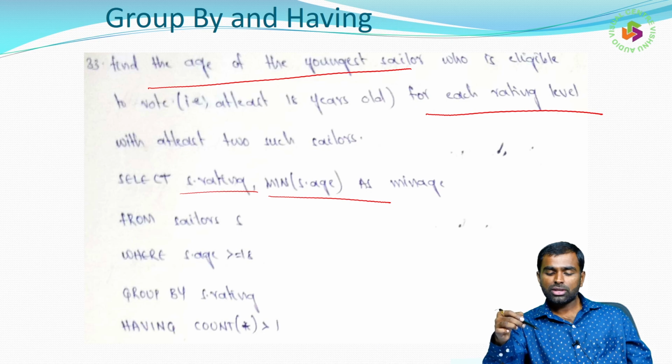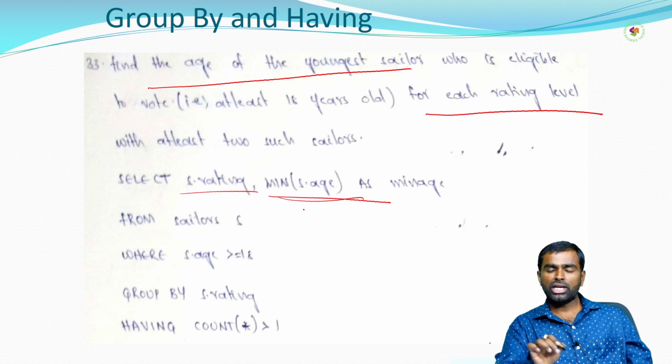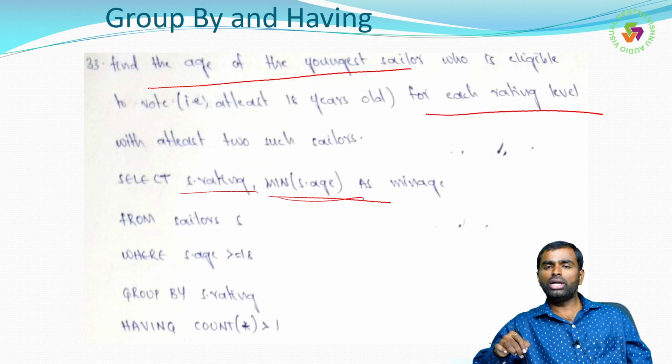Minimum of S dot age for the rating 10. So what is the minimum age? That min of S dot age can be given here: select S dot rating, comma, min of S dot age. For each rating, for example for rating 10, the minimum age is 18. For rating 9, 22 is the minimum age. For rating 8, 25 is the minimum age. So that is the age you can get.